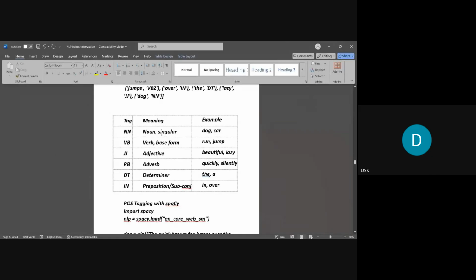Noun, singular, can be used for dog and car. For verb in base form, VB is used. Double J is used for adjective. RB is used for adverb. DT is used for determiner. IN is used for preposition or subordinating conjunction.